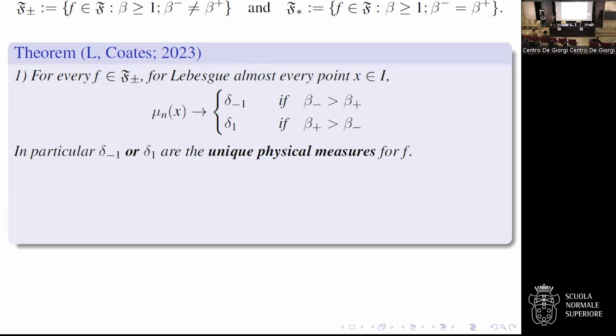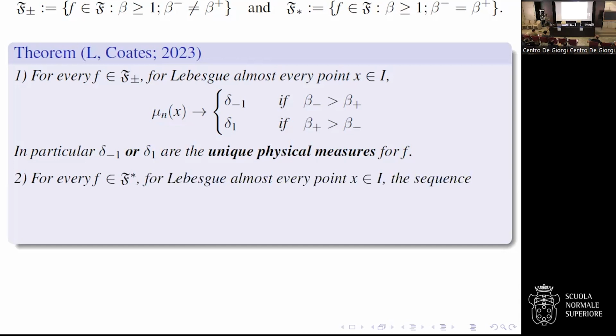So again, remember that these maps are all topologically conjugate to 2x mod 1. So it's like in the intermittency map, these points are not attracting. It's just from a measure theoretic point of view that this is where these become the physical measures. What about when the 2 fixed points are equally sticky?